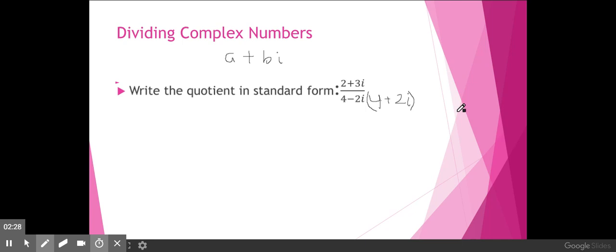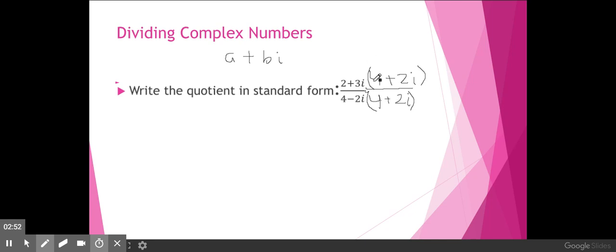But to keep this fraction equal, I can't just do that to the bottom. I also have to do it to the top as well. Because now technically, if we multiply something by that thing over itself, we're multiplying by 1. So I'm not changing my fraction, I'm just rewriting it. So over here, I'm going to FOIL out the top and the bottom.